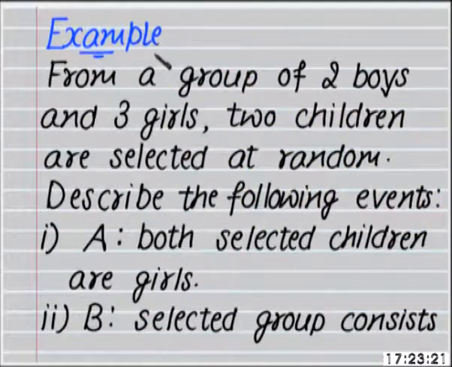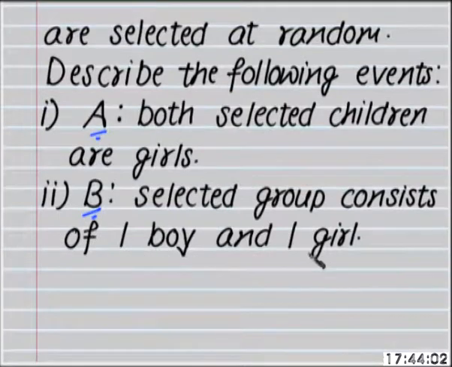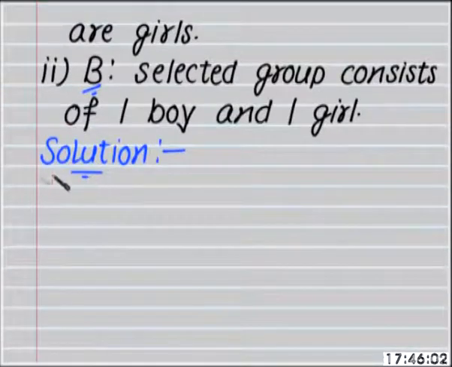Now let's see another example. From a group of 2 boys and 3 girls, 2 children are selected at random. Then describe the following events. Event A, when both selected children are girls. Event B, when selected group consists of 1 boy and 1 girl.